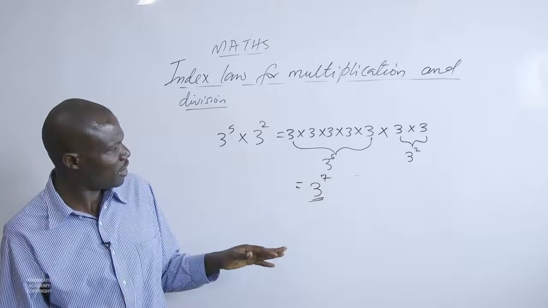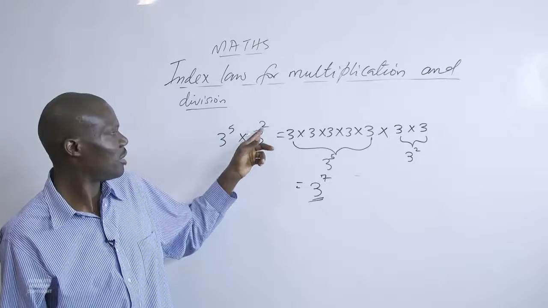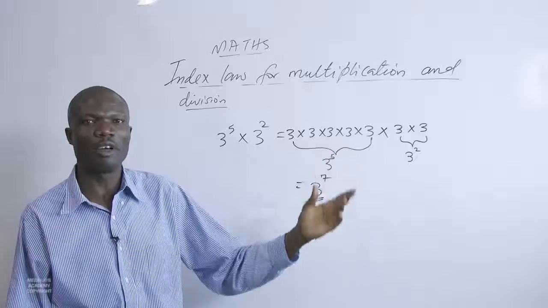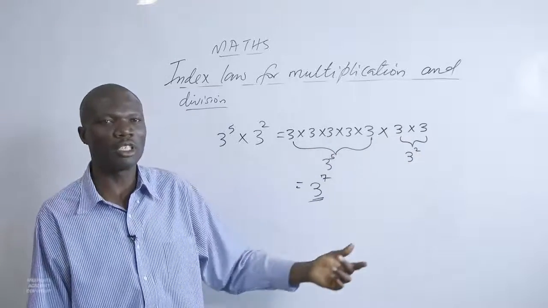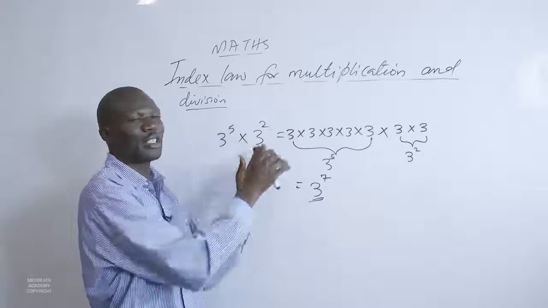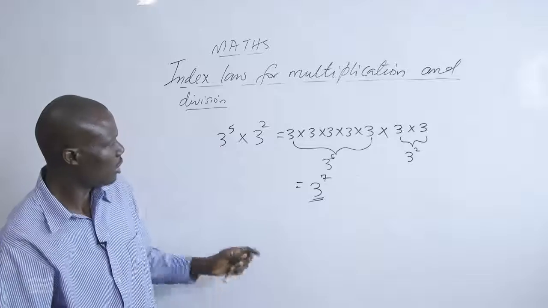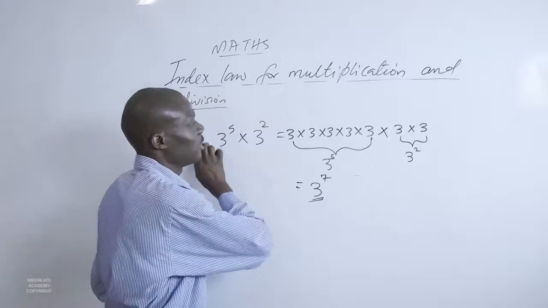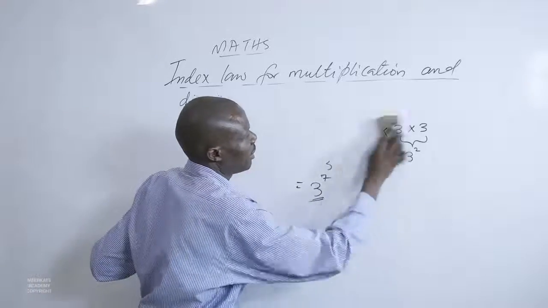So what you notice here is something. Look at this. This was 5. This was 2. The solution here is 7 after all that. Which means if you had the knowledge earlier on, you don't need to count all these 3's. Just take the powers and add them together. We shall look at that. And then let us look at the division. This is about multiplication of simply the indices.